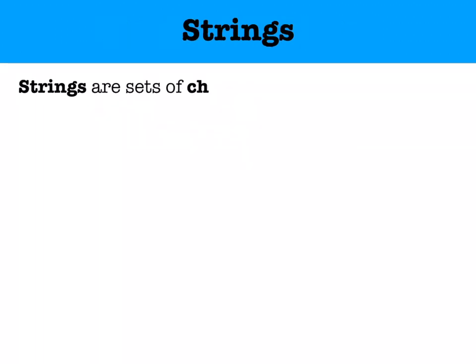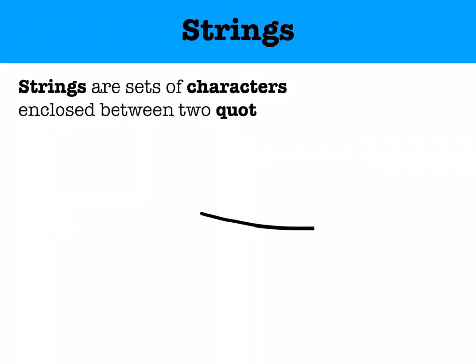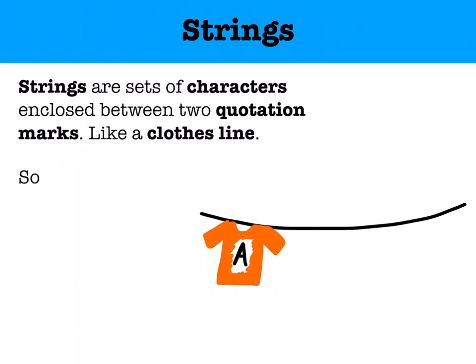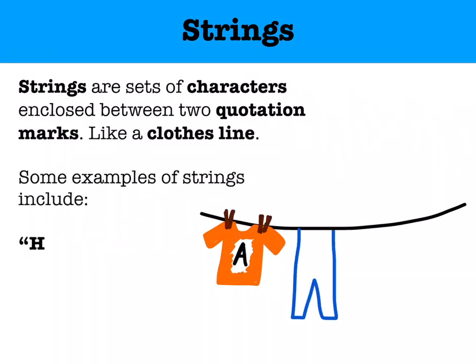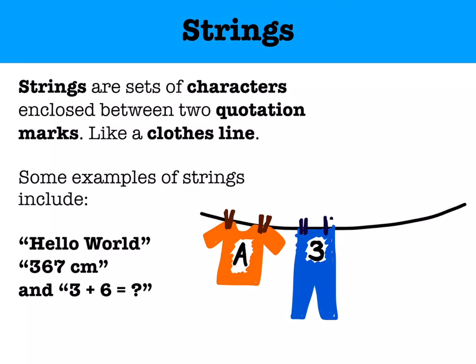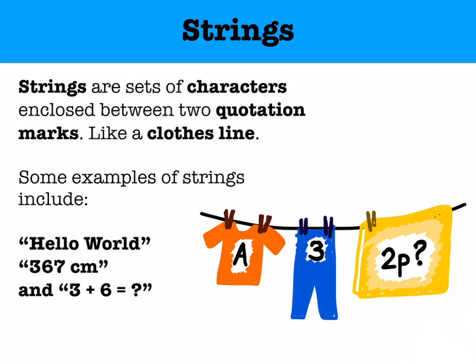Strings are sets of characters enclosed between two quotation marks, like a clothesline. Some examples of strings include "hello world", "367 centimeters", or "3 plus 6 equals question mark".